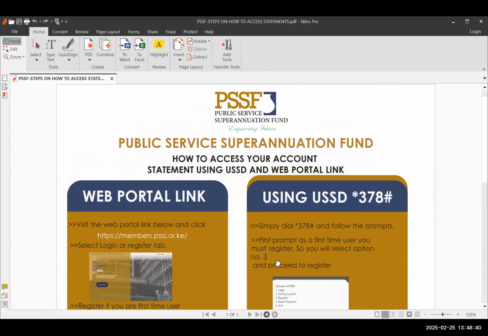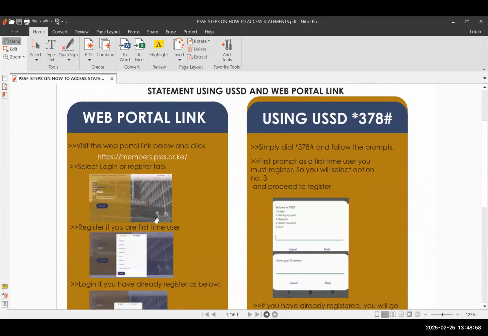Thanks. So this is just a flyer that we are able to come up with that will help each and every member be able to log in. As I mentioned earlier, we have the first option on the far right using the USSD on how to go about it. Then you have the web portal link, the one I was talking about. You'll have to actually click that particular link. It's also embedded within the main PSSF website. You can actually get that particular link.